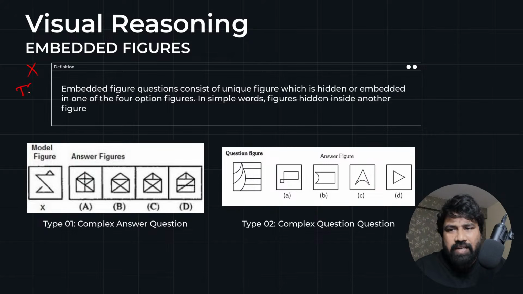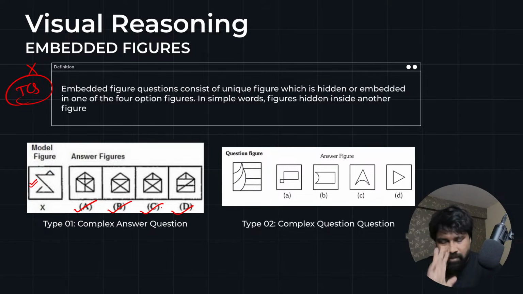Embedded figures they won't ask in the TCS, but let's give it a try. Embedded figures is nothing but they will give you one sample figure and you need to tick whether it can be created from A, B, C or D. That's it. For example, can you create this figure from A? See, I can't create this figure from A. So A is not my answer. And in B, I can create this figure, but I can't create this on top. So B is not my answer.